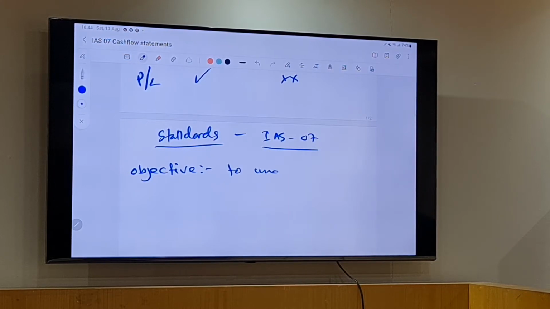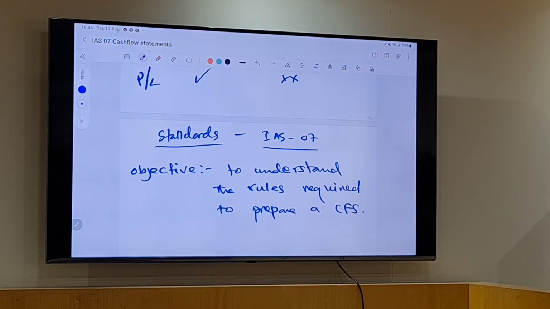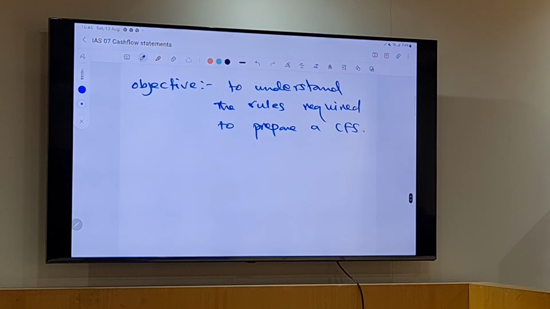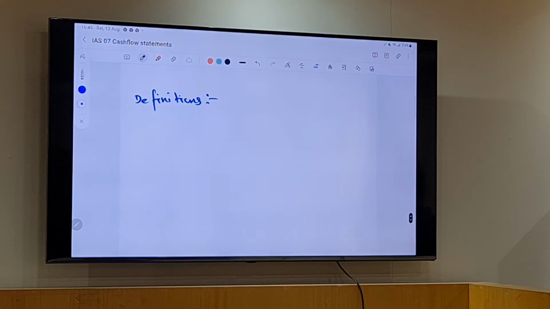To understand the rules required to prepare a cash flow statement. Number 2, this is the objective. Second one, definitions. They will use some technical terms which you need to know the meaning of. So there are actually 6 terms they will use.